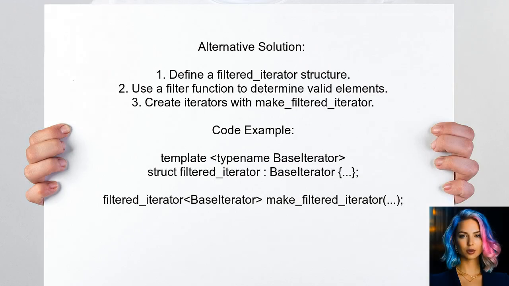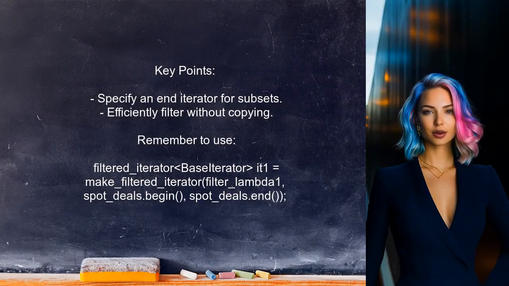This user provides an alternative solution using a custom filtered iterator in C++. They define a structure called filtered iterator that takes a base iterator and a filter function. This allows you to create iterators that only return elements matching your criteria. The user also mentions that you can specify an end iterator, which is useful for filtering a subset of the container. This flexibility allows for efficient iteration without unnecessary copies.